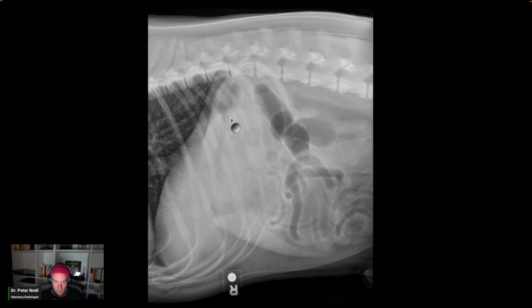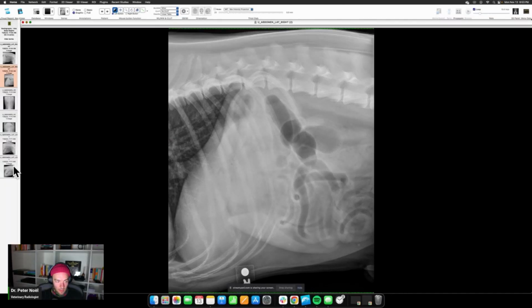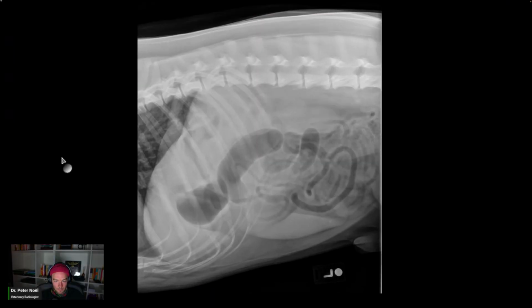Okay, so there's the gastric axis right here. And then when you flip the dog over, this is the gastric axis here. Okay, so the stomach is mildly fluid filled. So fundus, body, pylorus. Left lateral view.